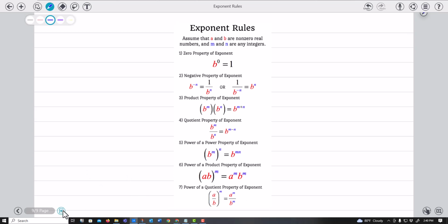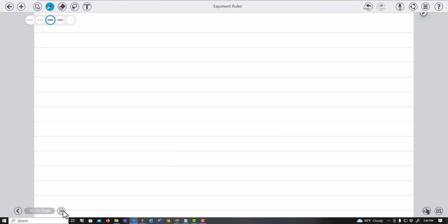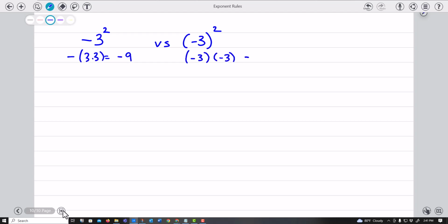So let me first mention a couple of things that I see students mix up. If you have -3 squared versus -3 quantity squared, this one means -3 times 3 times 3. So that would be -9. Where this one actually means -3 times -3. So that would be a +9. That is one that just gets mixed up all the time with students.